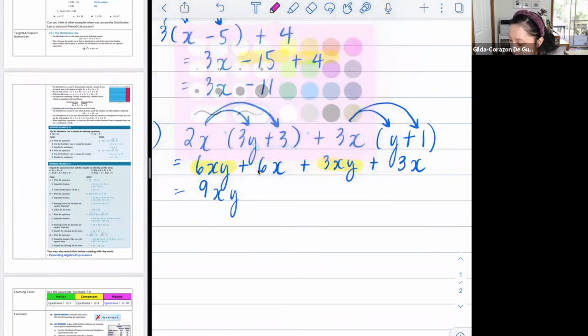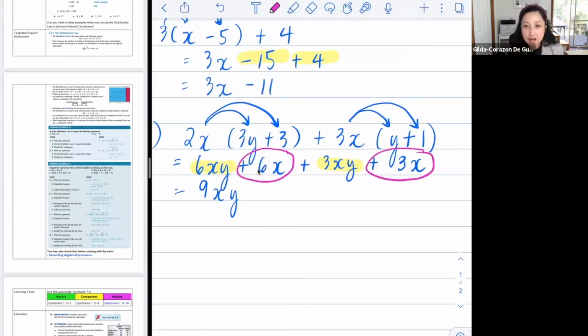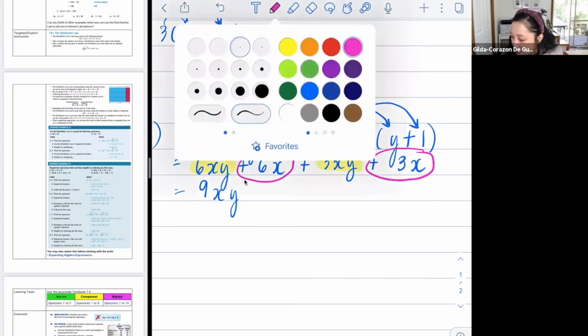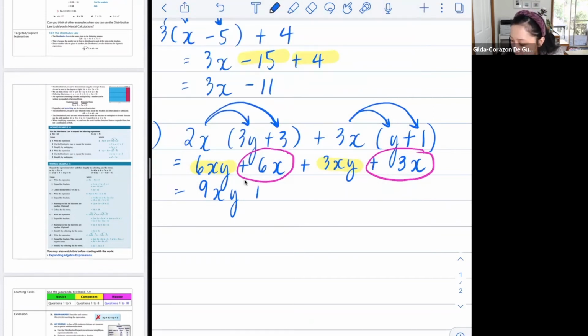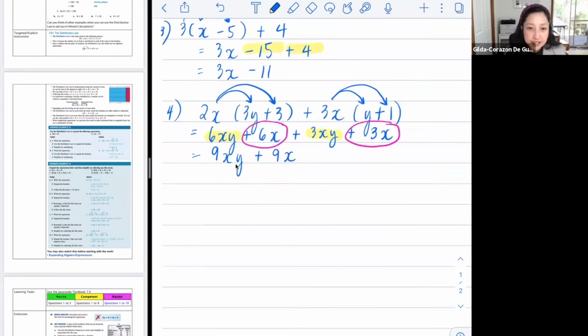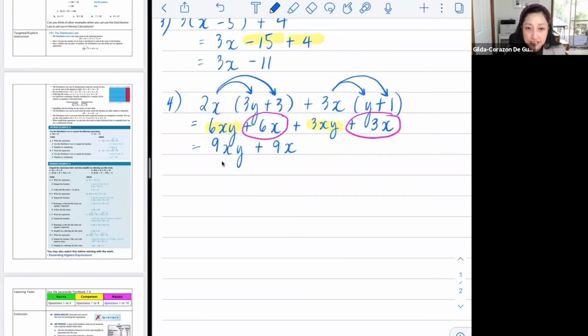Next, you'll have 6x and then 3x. And they are like terms because both of them would have an x, right? Now notice when I circled it, I also included the plus or the minus so that I know if it's a positive or a negative, right? So now I've got 6x added to 3x, I have 9x. I've got 9xy and 9x. These two are not like terms, although this has x and that has also x. This has y. So these two are not like terms, and therefore you just leave it as 9xy plus 9x.